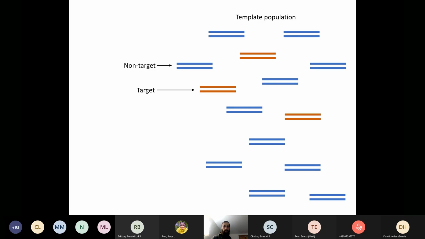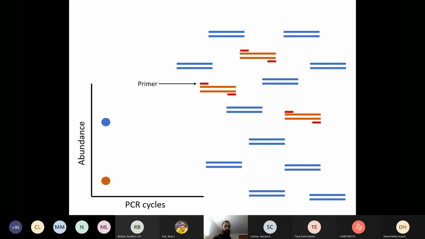And then what we're going to do is we're going to imagine having some cycles of PCR. So we're going to amplify our target DNA, and we're going to track the abundance of these different templates as we proceed with PCR. So here, bottom left, I've put a plot. We have PCR cycles on the x-axis, and abundance on the y-axis. We have an orange dot in the bottom left indicating our target template, blue in the top left indicating our non-target template.